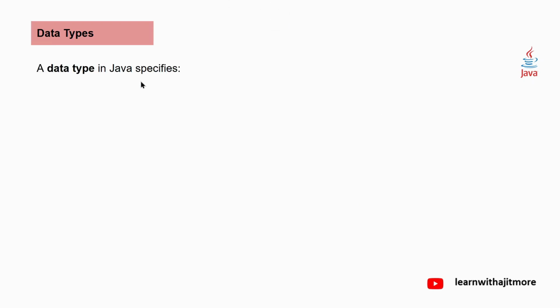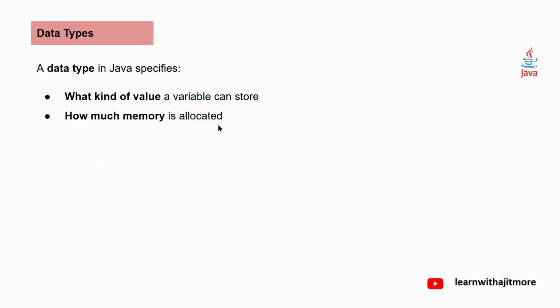A data type in Java, not only in Java, actually in every programming language, but as we are learning Java, I'm mentioning Java. A data type in Java specifies what kind of value a variable can store. Means in that variable, can you store a whole number, or floating point numbers, or a Boolean value? What type of value you can store in that variable is indicated by data type. How much memory is allocated, whether 1 byte, 2 byte, 4 byte, 8 byte, how much memory is reserved. And depending on the memory, the range is also decided.